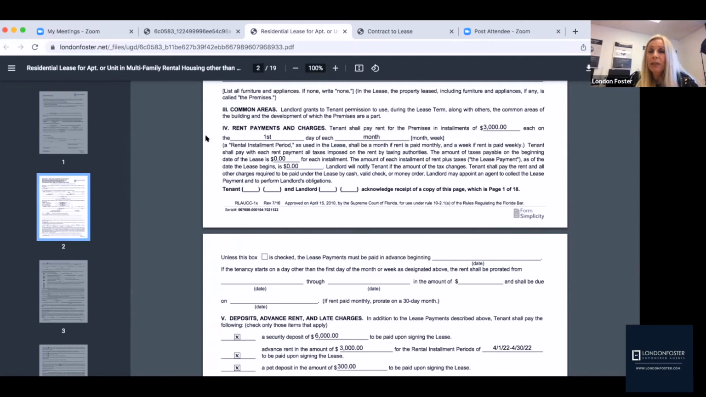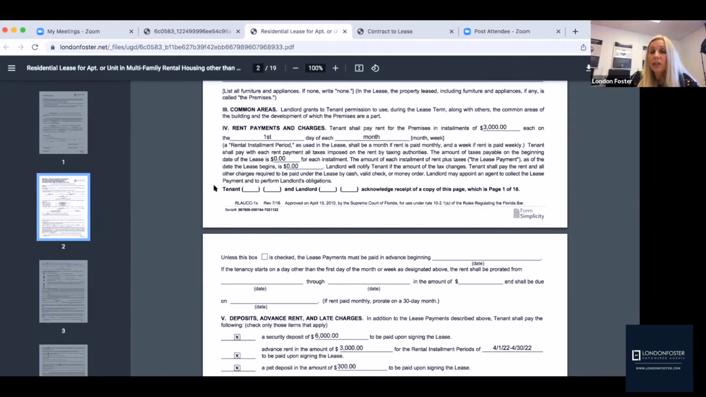The rent payments and charges. In our case, again, we're going to do a $3,000 amount of rent, which we brought right from our contracted lease, and our rent's going to be due on the 1st of the month each month. Again, it's not a short term. And in this example, there's no taxes. If you do a short term or if it's a hotel condo situation, there may be taxes here. So you need to make sure of those taxes.